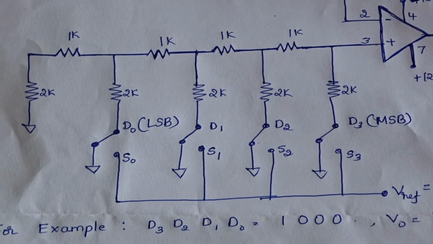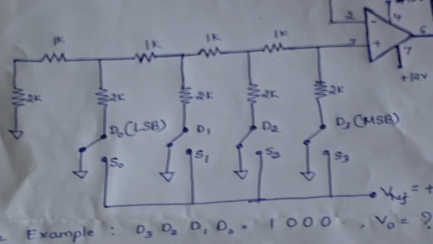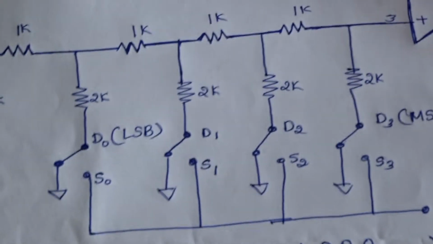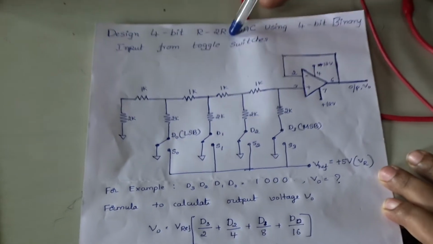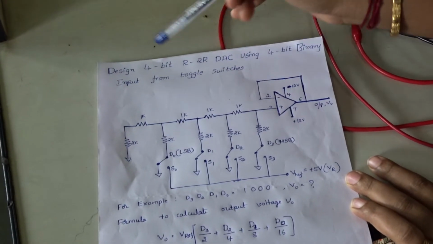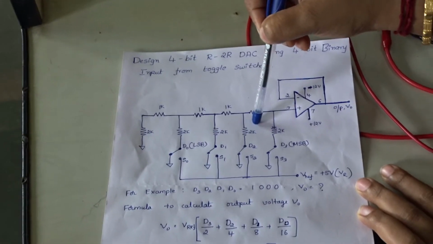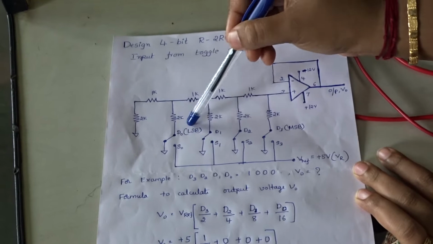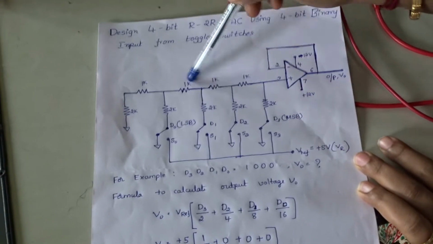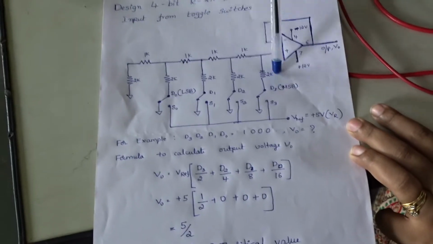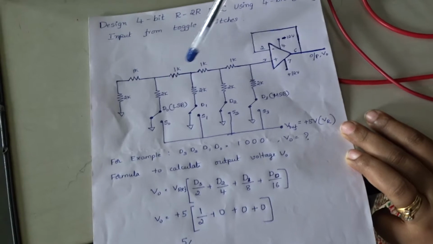Okay. So why it is known as R2R is, if I take R as 1 kilo ohm, 2R value will be 2K. Similarly, 4 stages of R2R we have used here since it is a 4-bit DAC. So this is one R2R network, this is one more, and this is one more, and this is the last one. Altogether it is a 4-bit R2R stage.